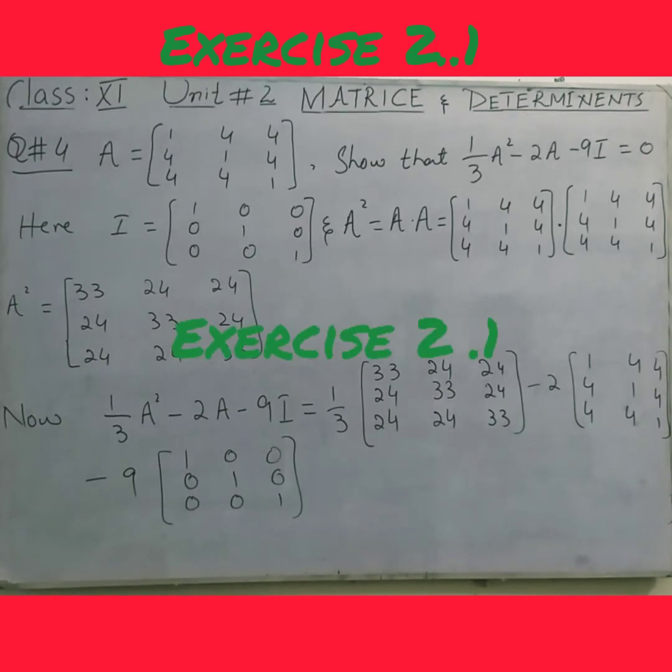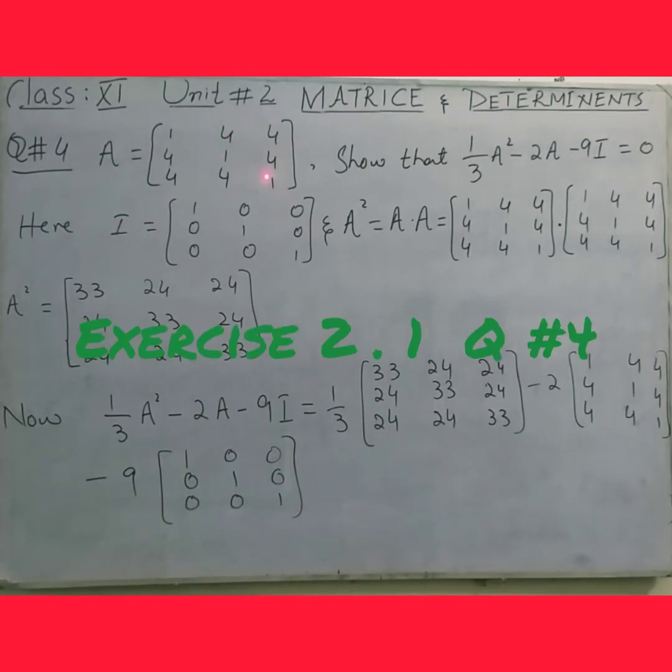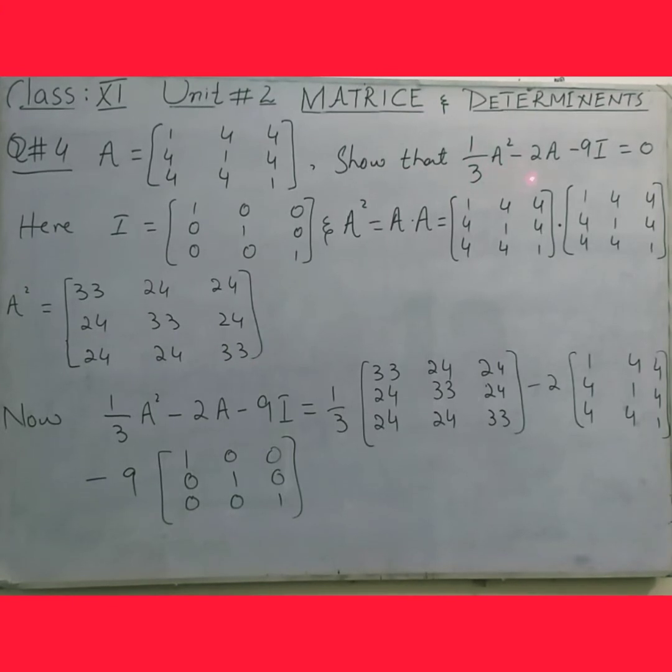Now we have exercise 2.1 where question number 4 is: if A is equal to [[1,4,4],[4,1,4],[4,4,1]], then show that 1/3 A² − 2A − 9I = 0. Here I is the identity matrix of order 3 by 3. So we have I equal to [[1,0,0],[0,1,0],[0,0,1]].